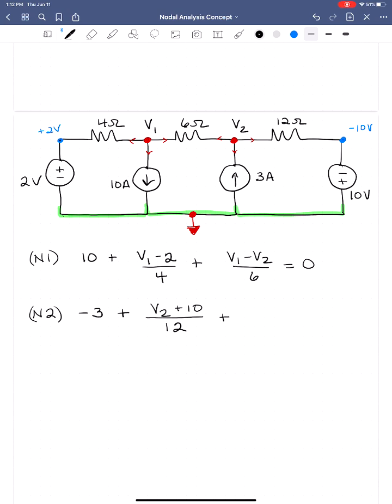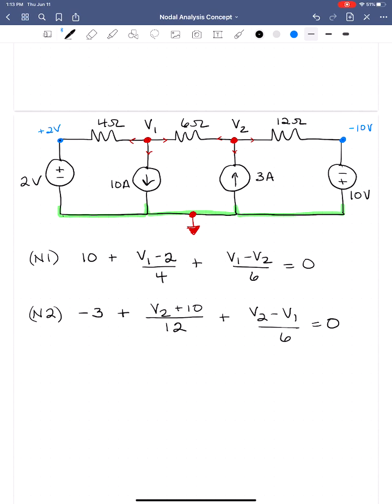Plus the current flowing to the left. Okay, we want this current now. We don't care about the current that we solved for here. We need this current, which means we need to express the voltage with that polarity, which will be plus V2 minus V1. So the voltage for the 6 ohm resistor is going to be V2 minus V1 over 6 is equal to 0.